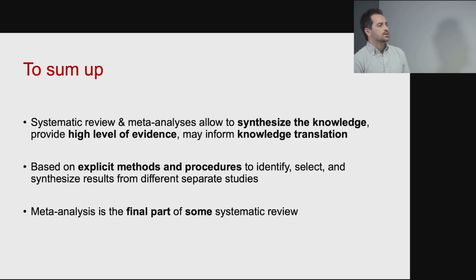So to sum up, systematic review and meta-analysis allow one to synthesize the knowledge and provide a high level of evidence. This may inform knowledge translation and policy making. Also, they are based on an explicit method and procedure. It is a systematic part to identify, select, and synthesize the results from different separate studies. And also meta-analysis is just a final part, an additional component of a systematic review. Nothing changes between a systematic review and a systematic review with meta-analysis, except for the quantitative part.